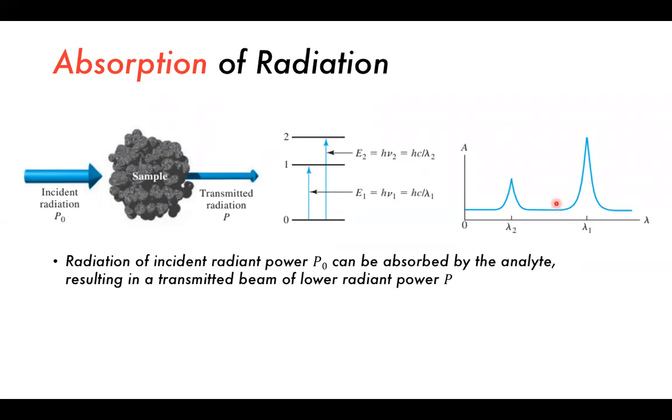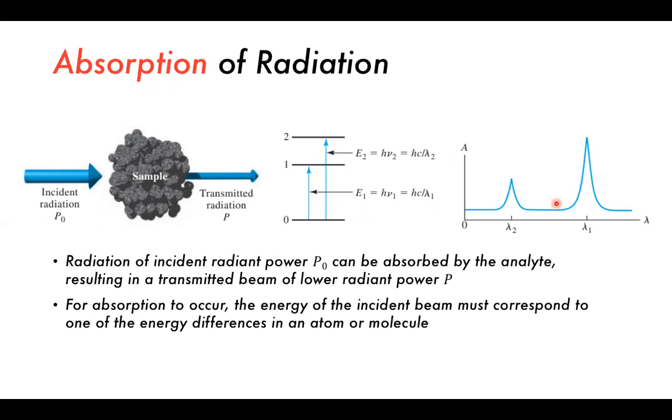Radiation of incident radiant power P0 can be absorbed by the analyte, resulting in a transmitted beam of lower radiant power P. For absorption to occur, the energy of the incident beam must correspond to one of the energy differences in an atom or molecule. And this gives rise to an absorption spectrum, which is what we see here.